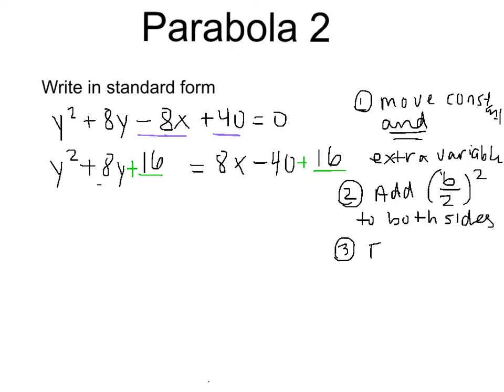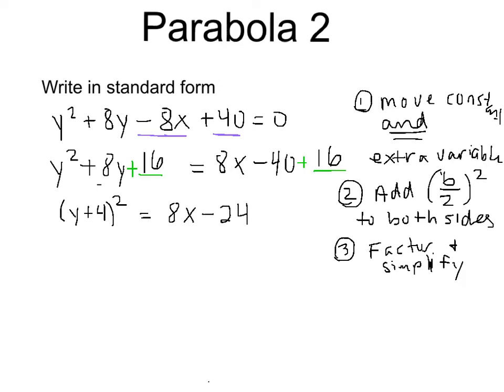Step 3 is factor and simplify. So my y side will factor to y plus 4 squared. On this side we have 8x, and then negative 40 plus 16 is negative 24.